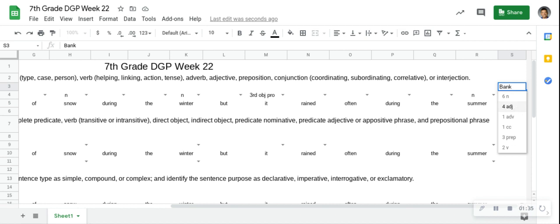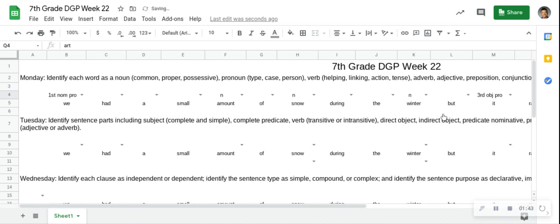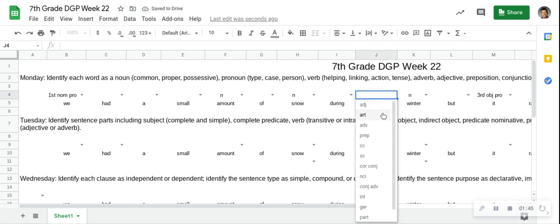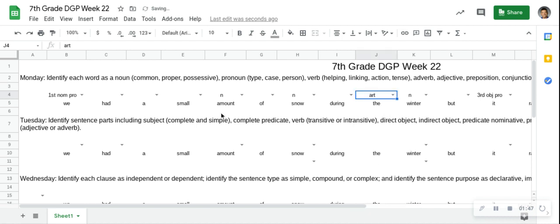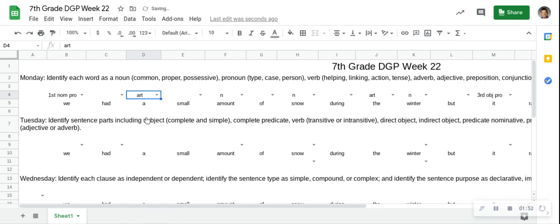Looking at 4 adjectives. Articles should be the first thing that stand out to you. A, an, and the are always going to be articles. So let's look for those first. Here's another the. That's another article. Here's a. So we're looking for one other adjective other than articles. All right.